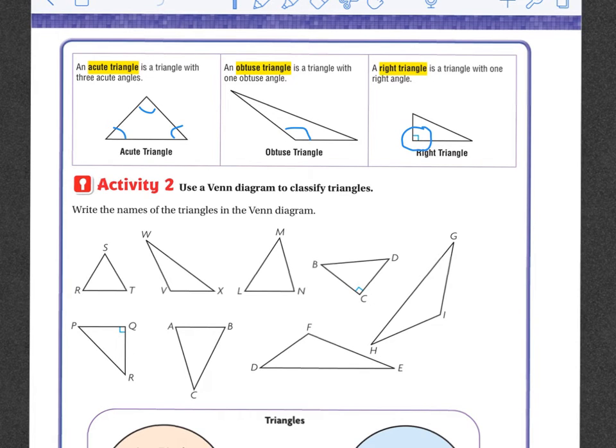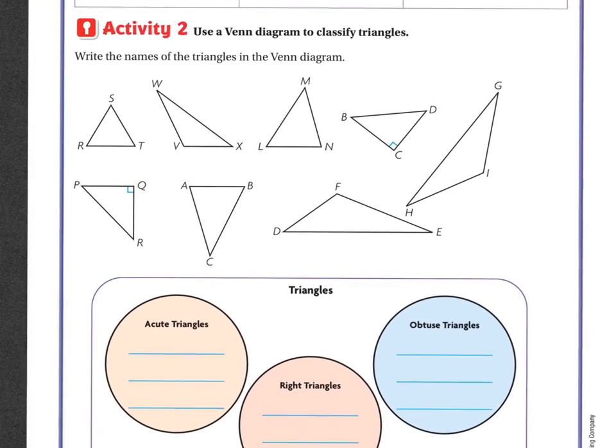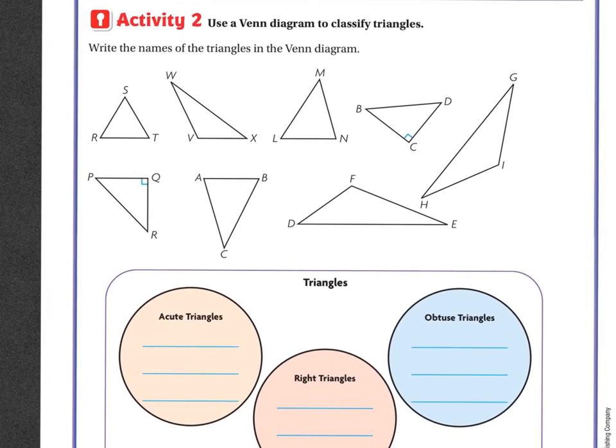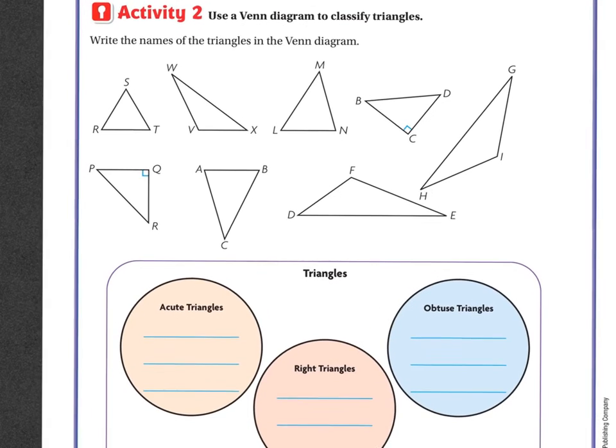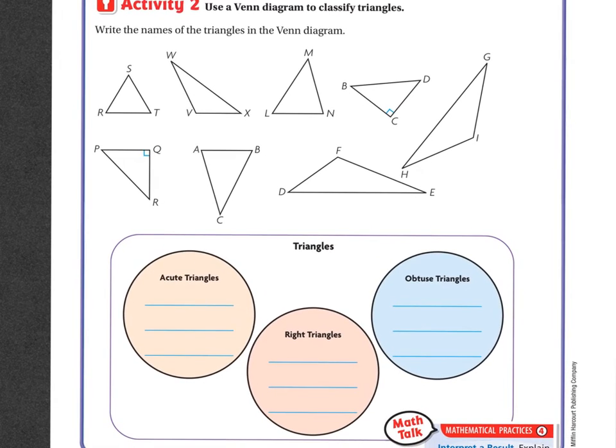So we're going to now use the Venn diagram to classify the triangles. You can write the names of the triangles in the Venn diagram. Go ahead, try classifying on your own. I am just going to go ahead and put an A inside the triangle that I think is acute, an O for the obtuse, and an R for the right. I'm just going to write the letter inside the triangle just for myself to help organize these.